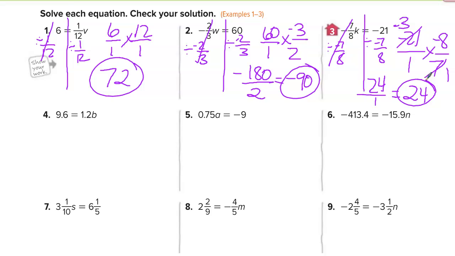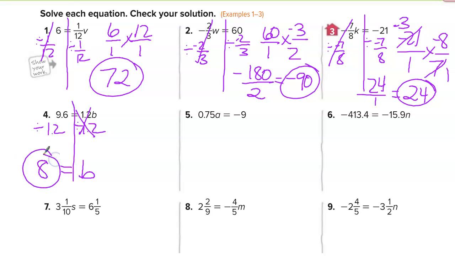Good. All right, so now we've got decimals, and you probably use your calculators, but even though you use those, you still have to show me what you did. Okay? Starting on the side with the letter. It's telling me to multiply. I'm going to divide by 1.2. So that cancels out. I'm left with B is what? B equals 8. Very good.